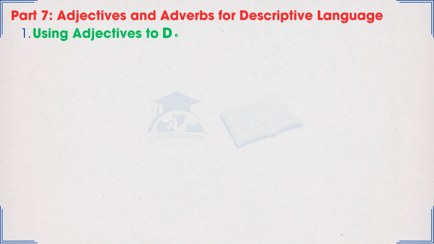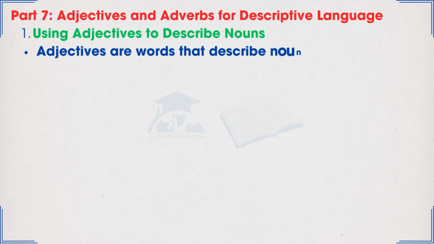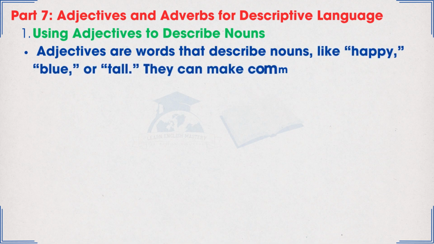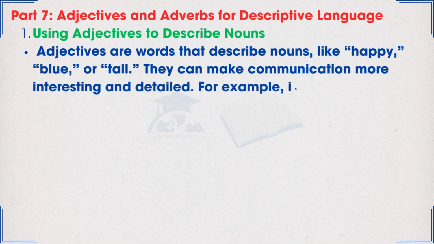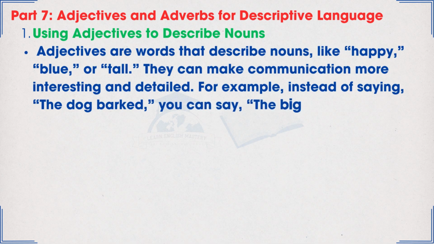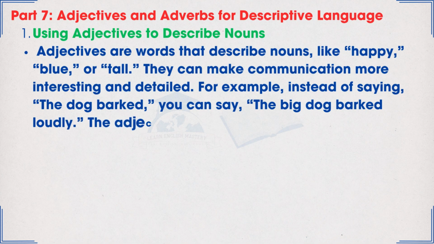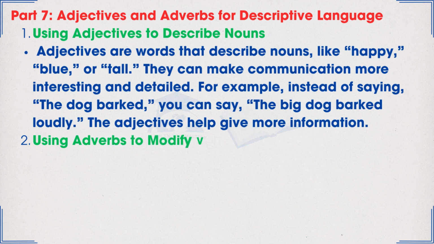Part 7. Adjectives and adverbs for descriptive language. 1. Using adjectives to describe nouns. Adjectives are words that describe nouns like happy, blue, or tall. They can make communication more interesting and detailed. For example, instead of saying, "The dog barked," you can say, "The big dog barked loudly." The adjectives help give more information.